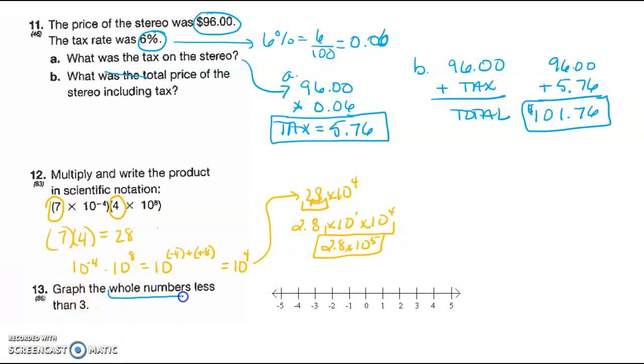13 says graph the whole numbers. This is an indication that it's not a highlight problem. It's a dot problem. Okay? Less than x, or I'm sorry, less than 3. So whole numbers less than 3. Whole numbers start at 0. Those are the whole numbers less than 3. That's it.